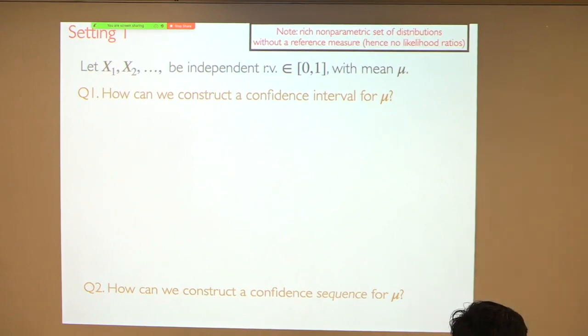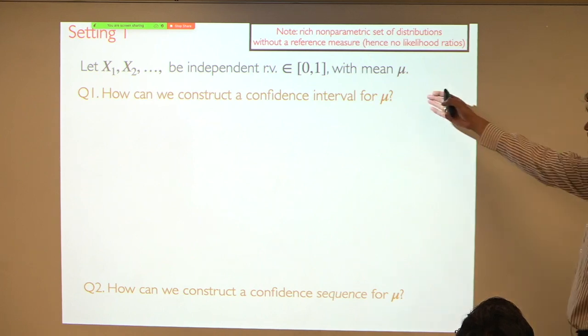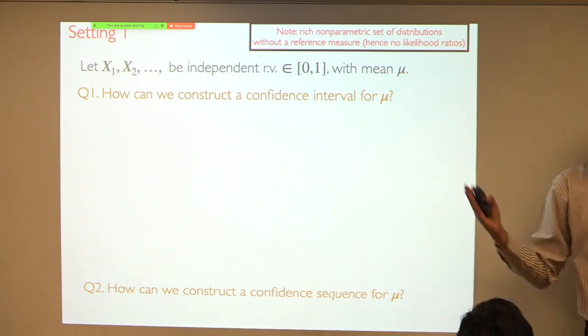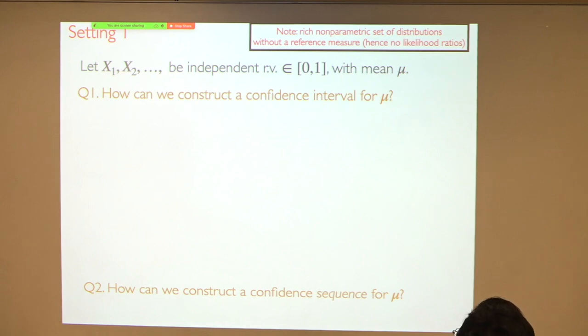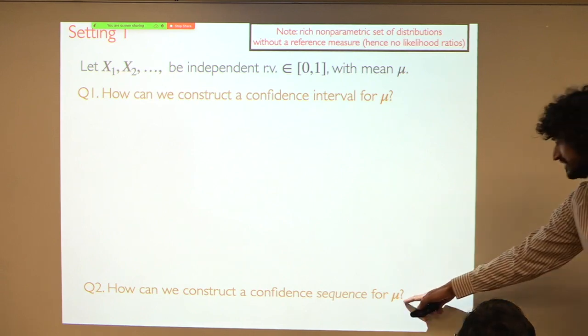It's super simple. So let X1, X2, and so on, think of the IID case. This does not need to be IID, but it's helpful if you think about the IID case to keep things simple. So let's say you have IID random variables from a distribution on [0, 1], and the mean is mu. Okay. So the first question is, how can we construct a confidence interval for mu? Okay, simple. And the second one, which I will come to because I haven't defined it yet, is going to be, how can we construct a confidence sequence for mu?